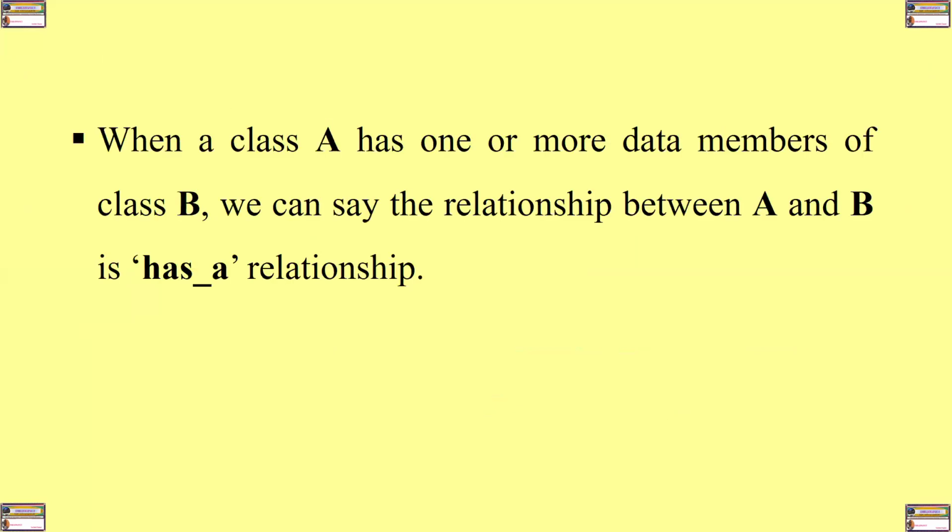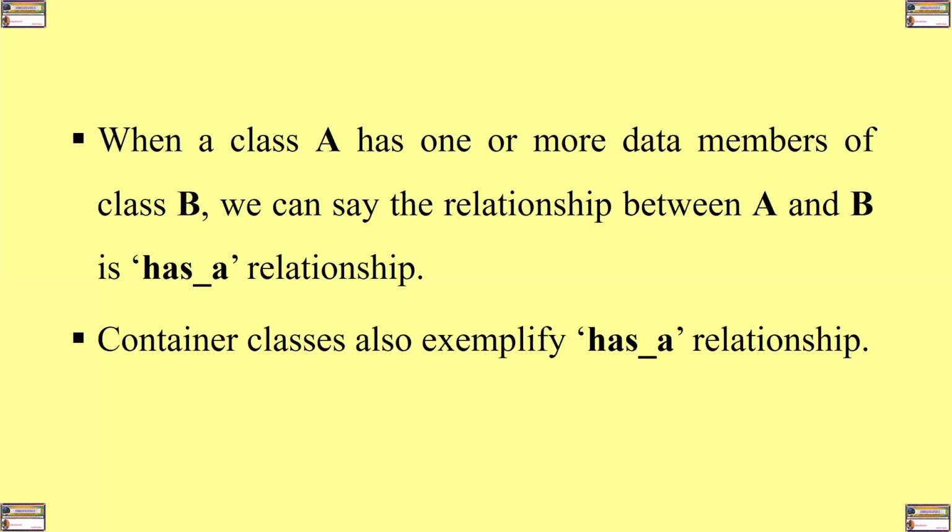When a class, for example, class A, has one or more data members of class B, we can say the relationship between class A and class B is has-a relationship. Something is similar between the two classes. Now, container classes also exemplify what we call has-a relationship.